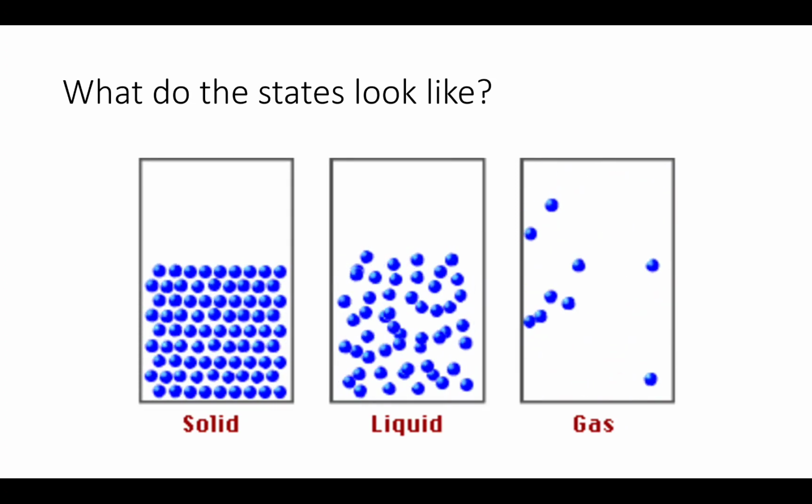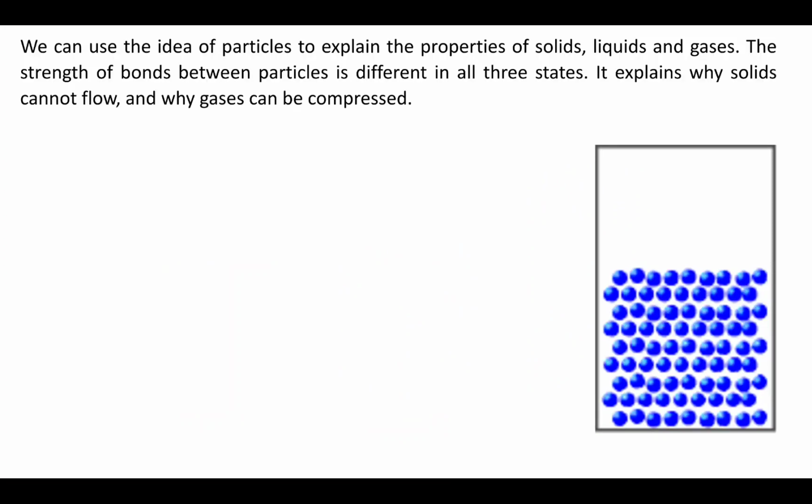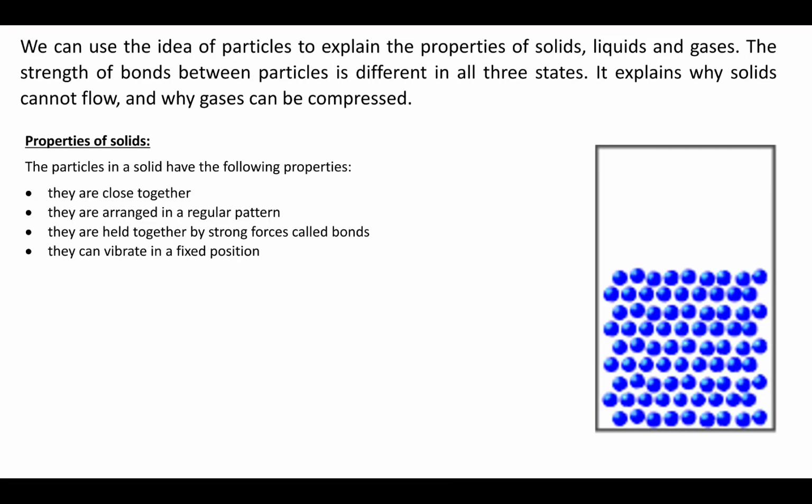All right, let's move on. There's quite a lot of notes on this one. It's quite wordy. So we can use the idea of particles to explain the properties of solids, liquids, and gases. The strength of bonds between particles is different for all 3 states, and it explains why solids cannot flow and why gases can be compressed. So let's move on.